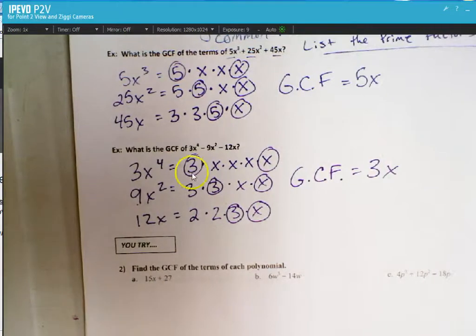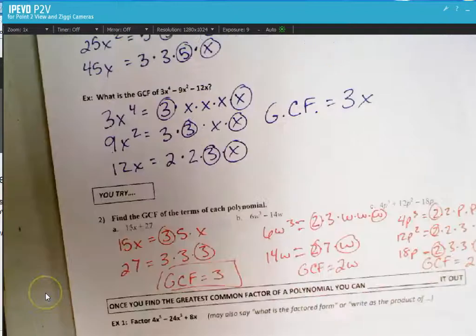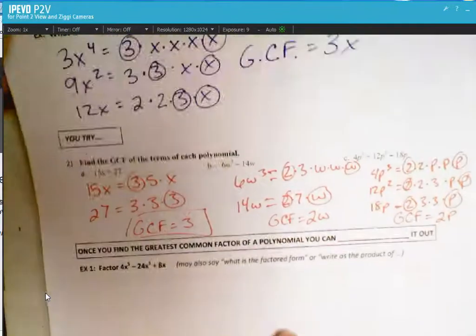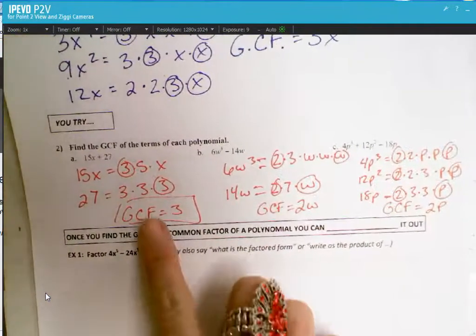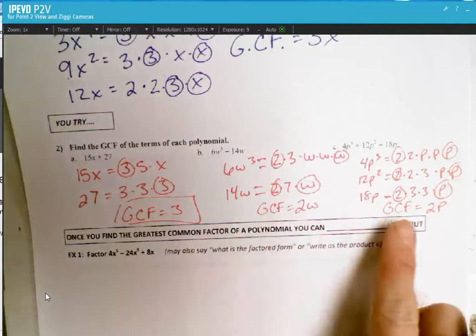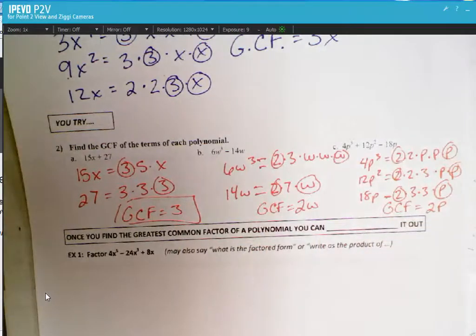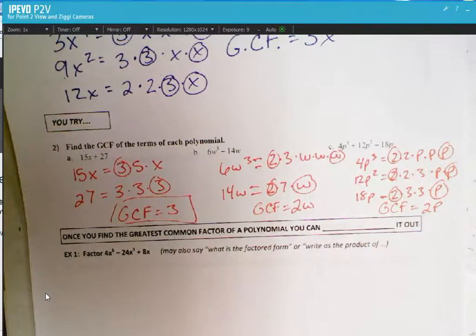Okay, you're going to pause the video, then you're going to try the ones below, come back, check your answers, and we'll go from there. Okay, there are your answers. Check your answers. You should have gotten GCF of 3, 2W, and 2P. If you did not, pause the video, see if you can figure out where you went wrong. Make sure you are jotting down any questions that you have.